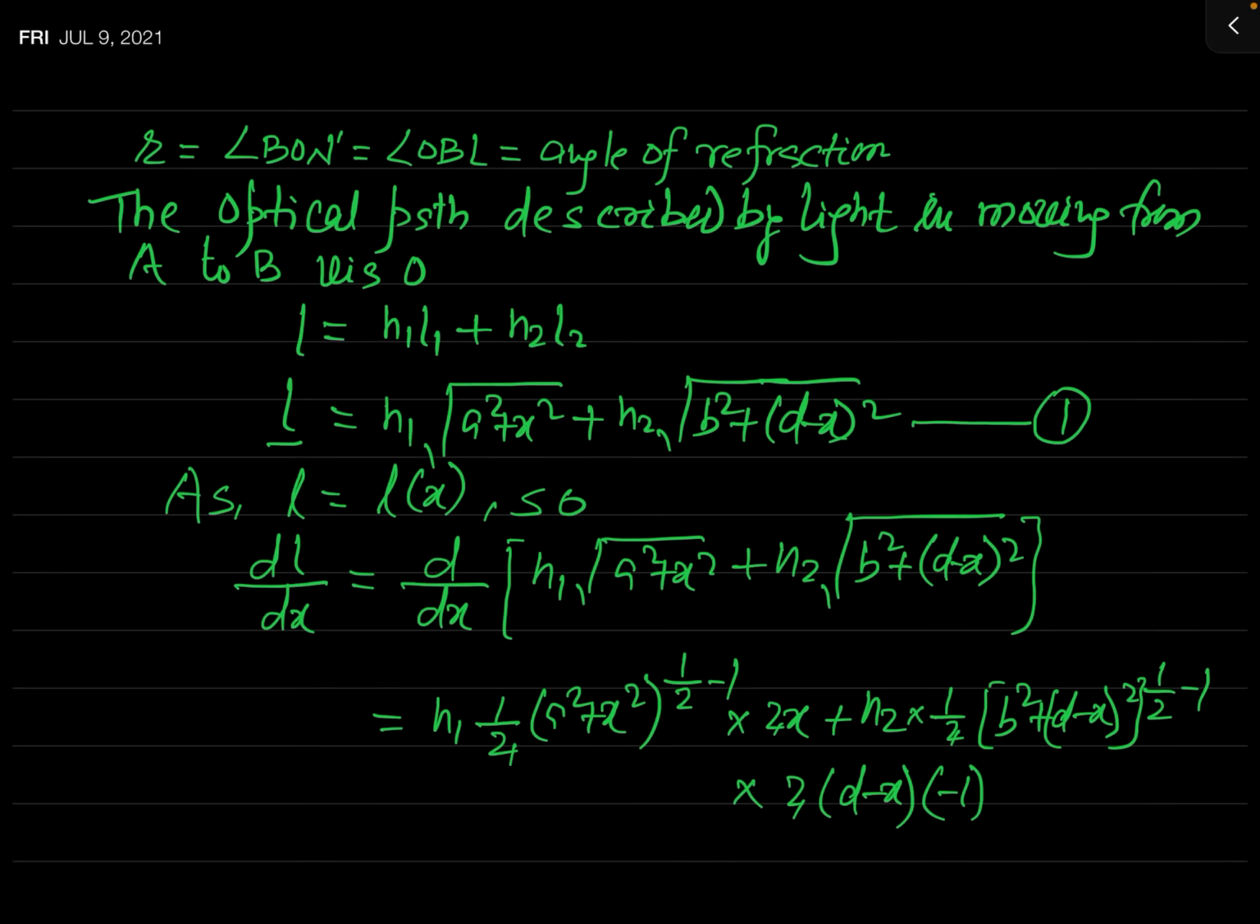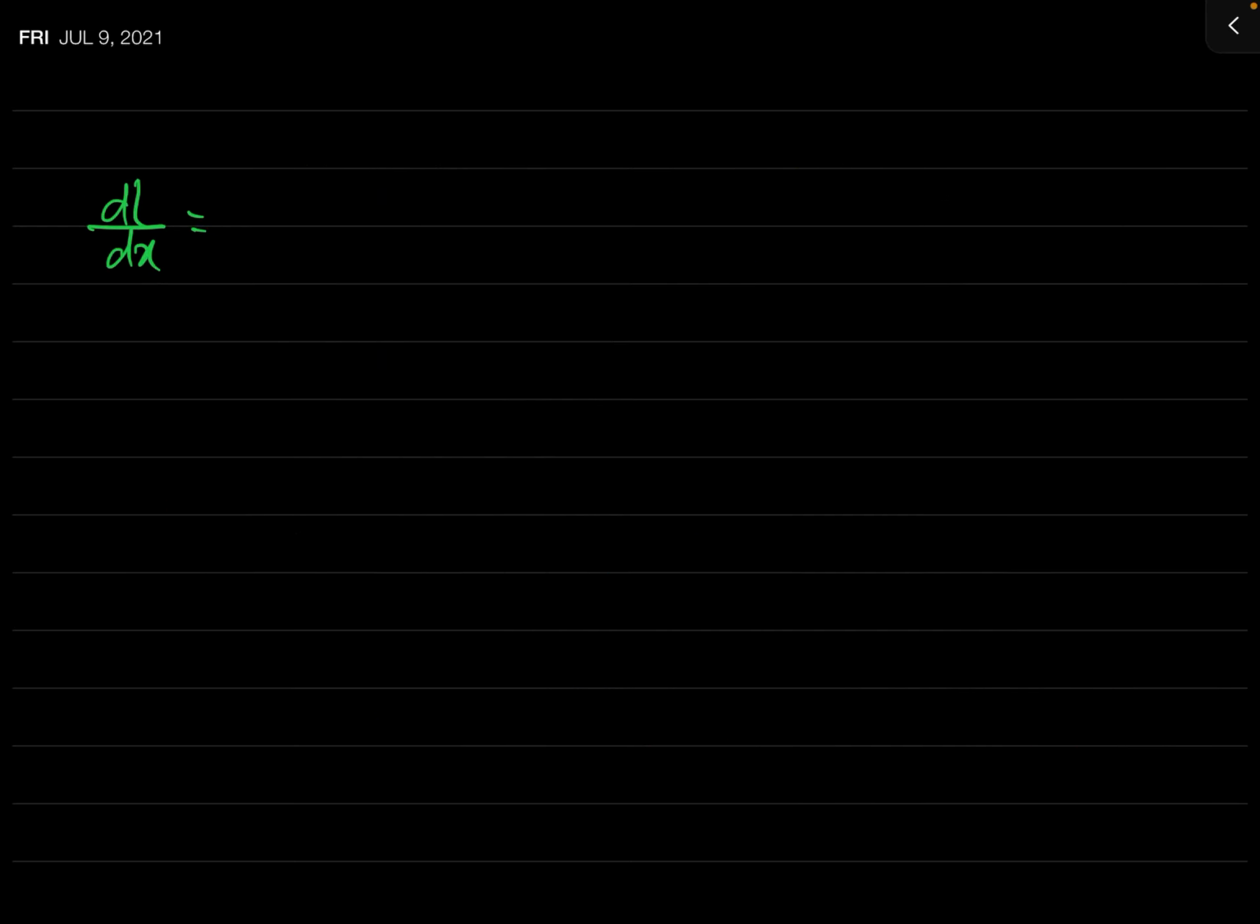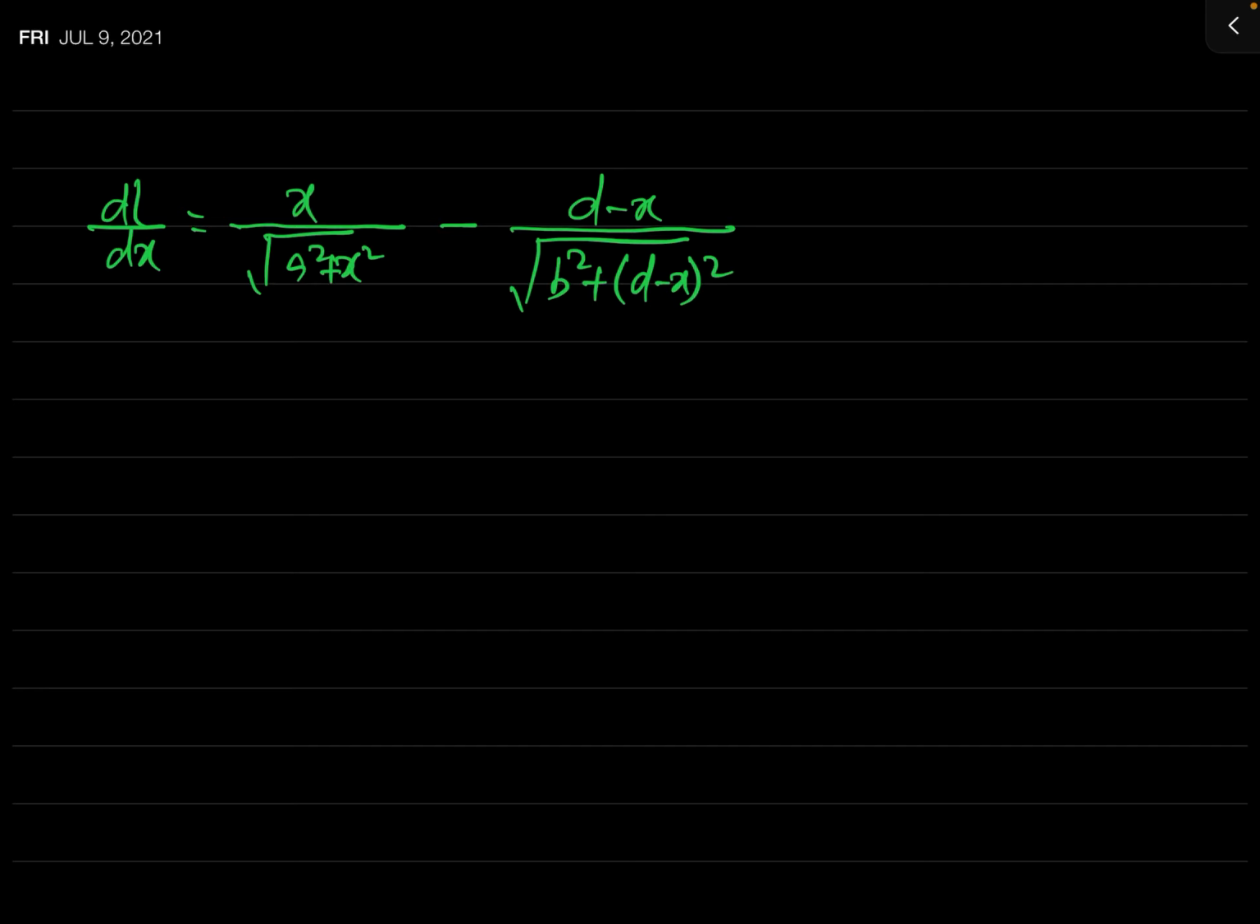It is easy to write this equation in a particular manner. Then you will see this is simply x over root over a square plus x square. I have written the sign of a square root instead of the power 1/2. And minus (d minus x) over root over b square plus (d minus x) whole square.